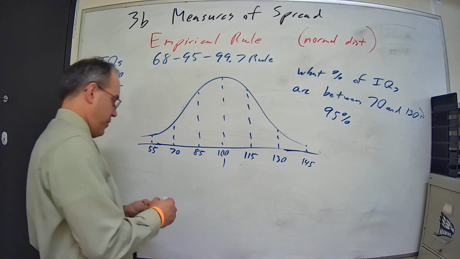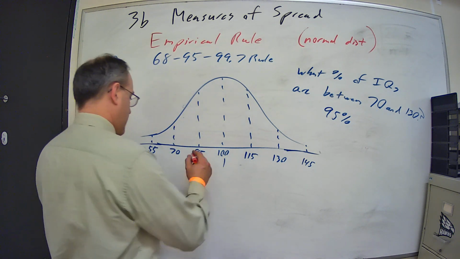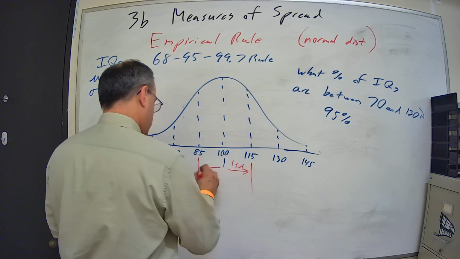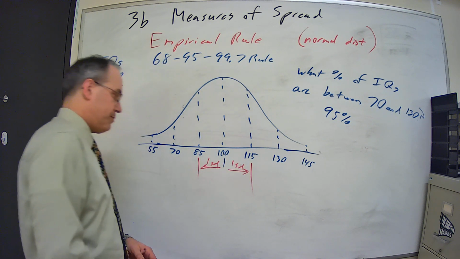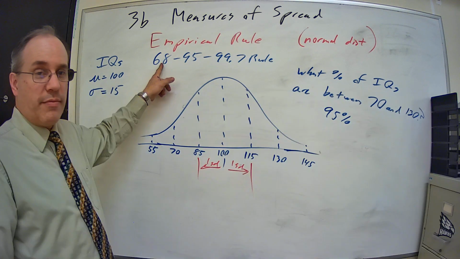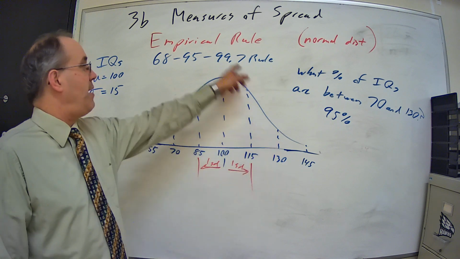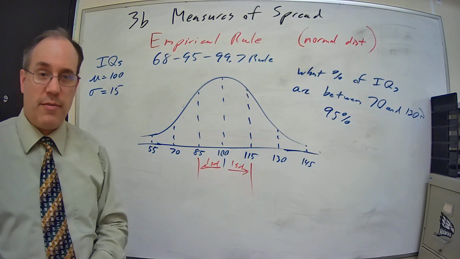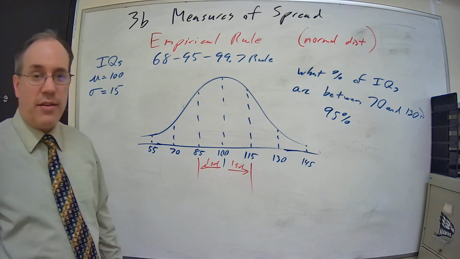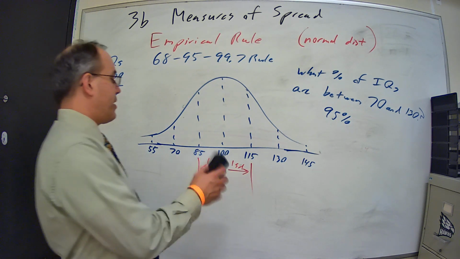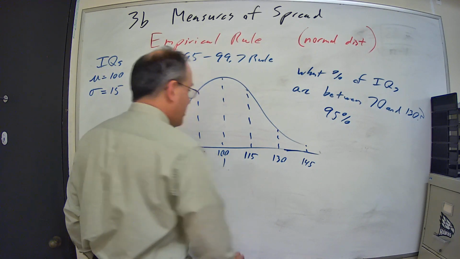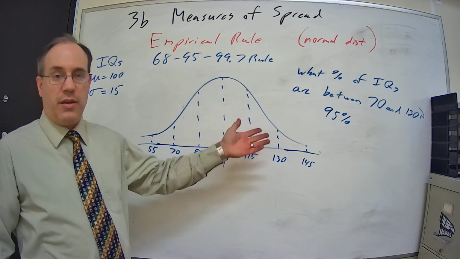Between 85 and 115, that's 1 standard deviation. 68%. Between 55 and 145, 99.7%. And to go even a step beyond that, we can break it up a little more because we know that this is symmetric.